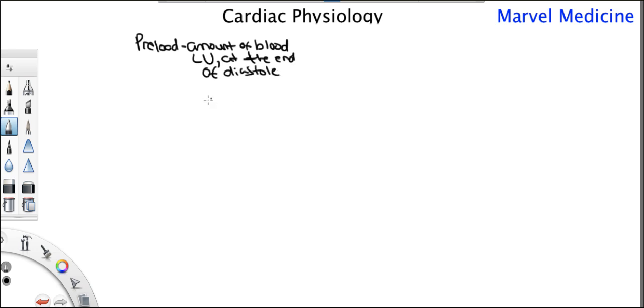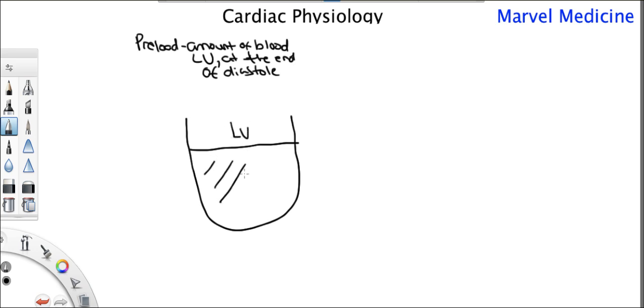Okay, so now, if you look at a heart, and I'm just going to draw a ventricle here, and this is the amount of blood filling it. This is my left ventricle, this is all blood. What increases preload and what decreases it? So what would increase the amount of blood in my left ventricle? Well, in order to answer that question, I'd have to think about when does the ventricle actually fill with blood?